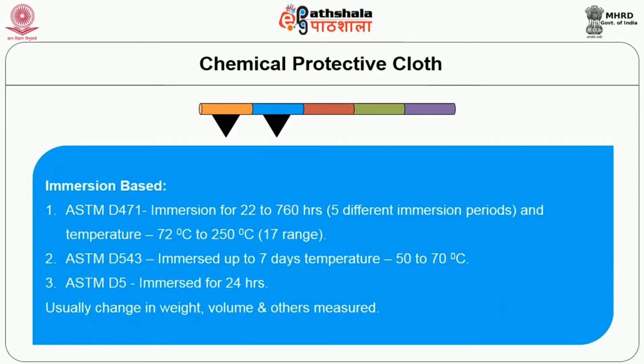Immersion based: ASTM D471 is a suitable test method applied for the woven fabric. It usually takes place for 22 to 760 hours in 5 different immersion periods, and the temperature applied to the testing is 72 degrees Celsius to 250 degrees Celsius. Another method, ASTM D543, used for the same degradation resistance, is valid for 7 days, and the temperature applied in this test method is 50 to 70 degrees Celsius. Usually in degradation resistance, change in weight and change in volume are observed and noted.